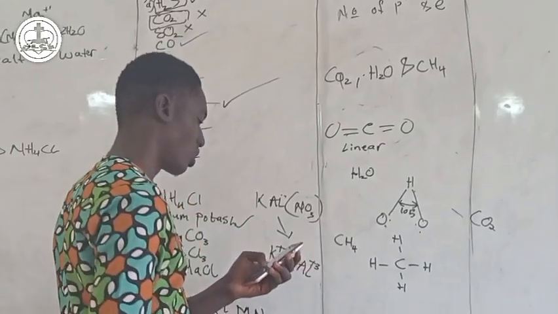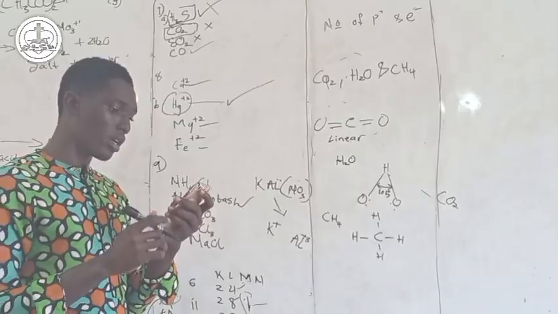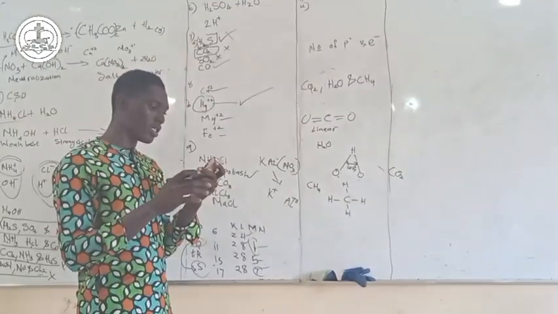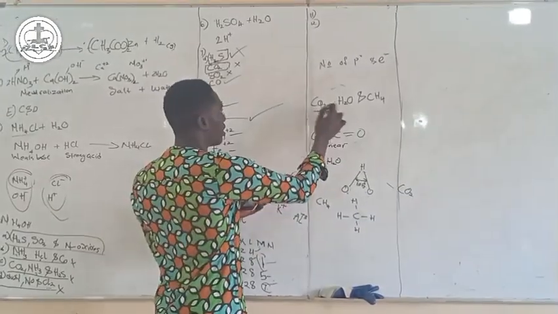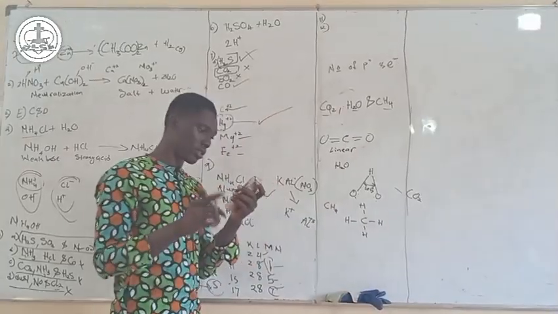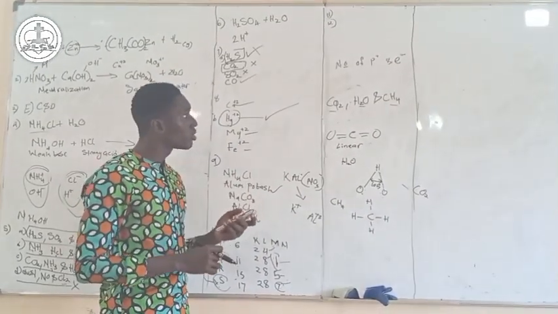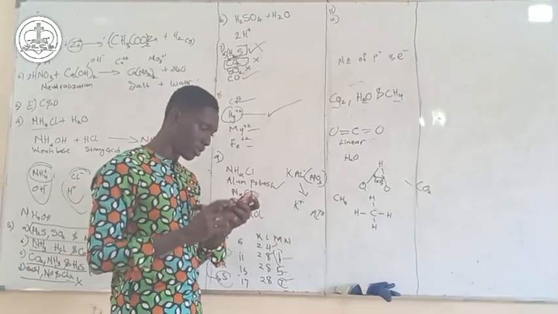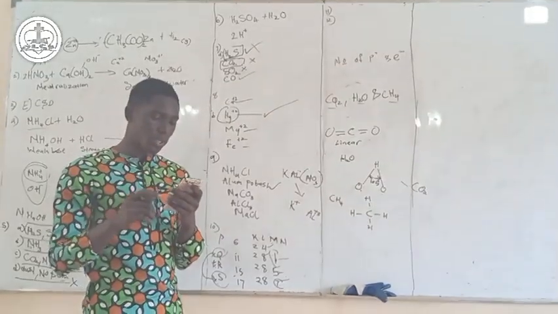So this is it. The order in which they appear respectively: A, you have bent, linear, tetrahedral. The correct answer is linear, bent, tetrahedral, and the answer to that is in D. Answer D.